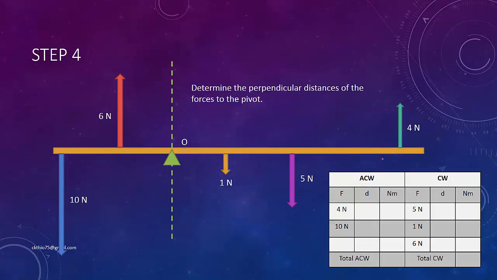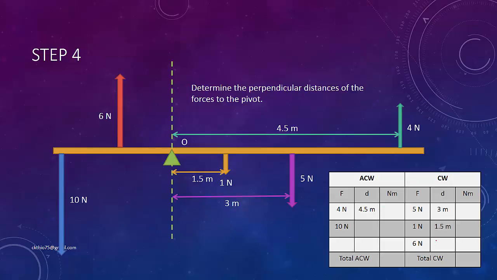So this is just an example. We start from the pivot. For example, 4 Newton is 4.5. So we just fill it in. And then 5 Newton is 3. Put it in. 1 Newton is 1.5. Put it in. 6 Newton is 1.5. Put it in. And 10 Newton is 2.5. Okay, put it in.